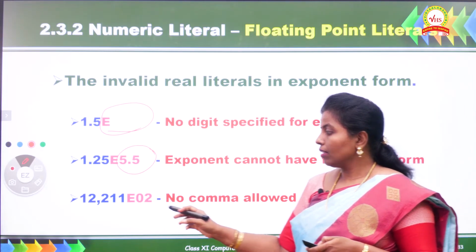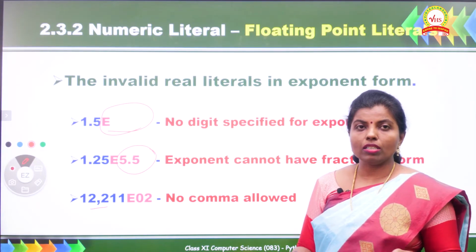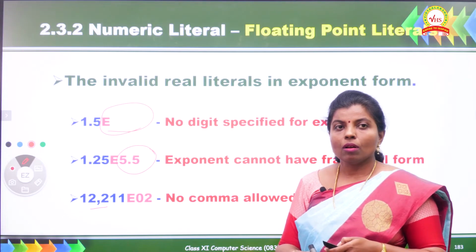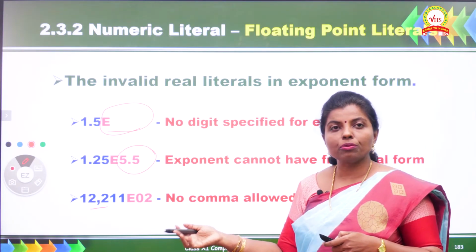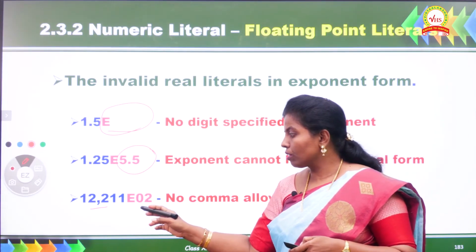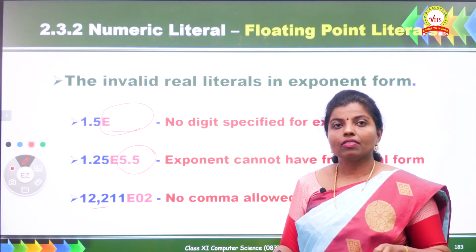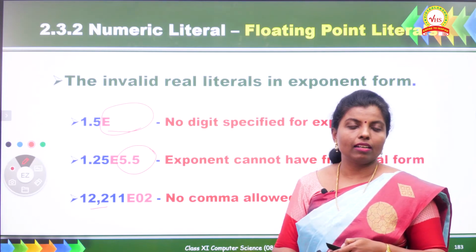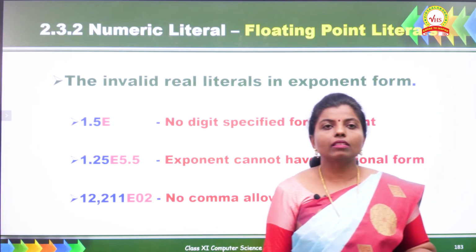The last one, here it takes a comma. Commas are not allowed in a number while representing numbers normally, but when you use this, you will not get any error. But if you use a comma between the numbers, though you have used E02 and everything, that will not be considered as a number at all. That is why this also becomes an invalid real literal in exponent form. So, now let us see the next one.